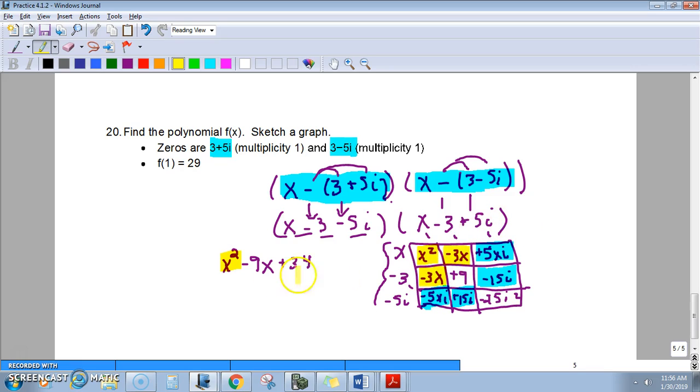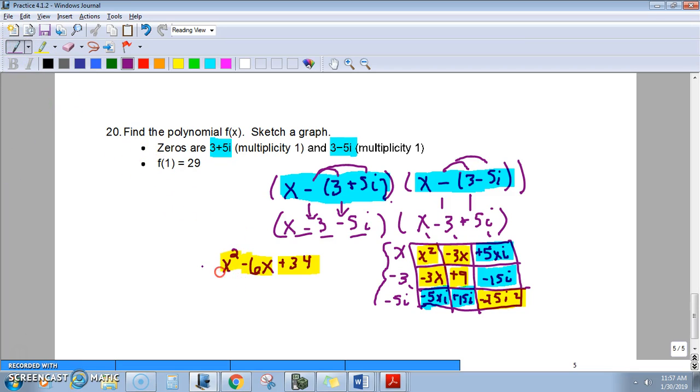Negative 3x and negative 3x gave me, oops, oh you guys, I just messed this up. Negative 3x and negative 3x, when you add them together, gives us negative 6x. See? This is what I get for going over things again. And then positive 34 I got because positive 9 plus negative 25i squared ends up being positive 25, and 25 plus 9 is 34. Okay?